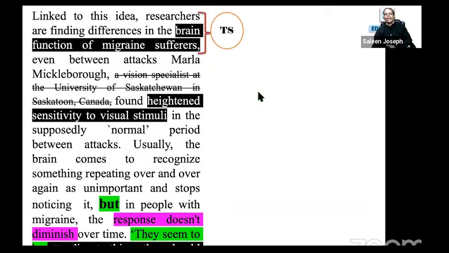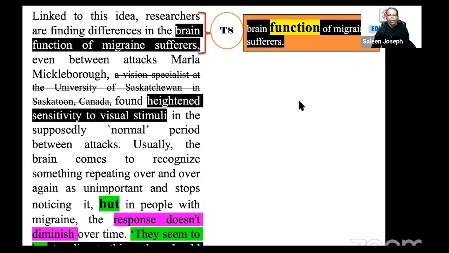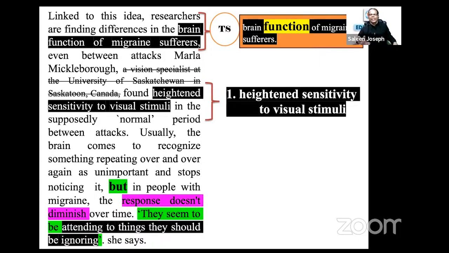Now let's see how to understand this topic sentence linked to this idea. Researchers are finding differences in the brain function of migraine sufferers. So this is the topic sentence, brain function of migraine sufferers. First one says, what is the first function? Heightened sensitivity to visual stimuli. The first function says heightened, more sensitivity, but your option says less sensitivity.